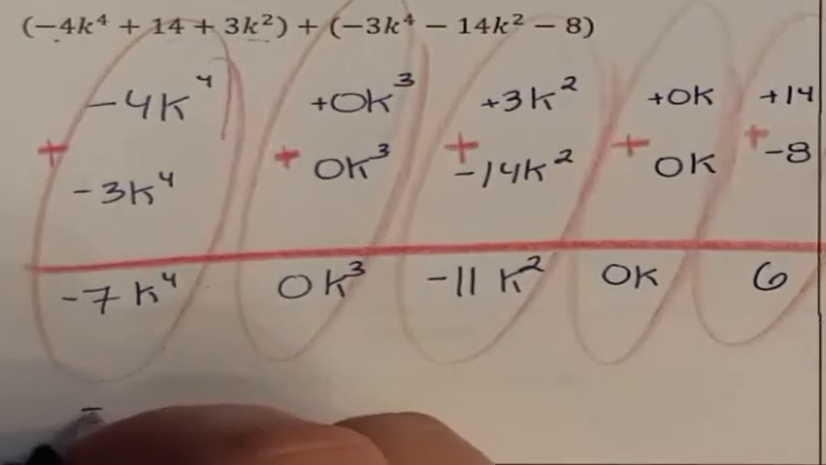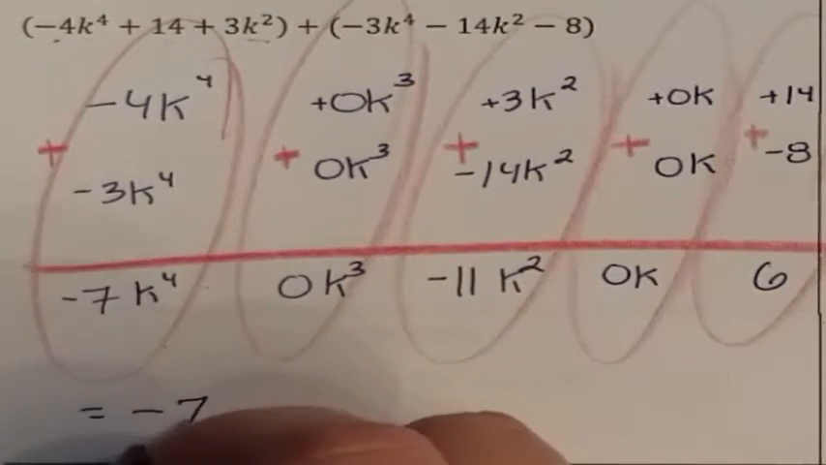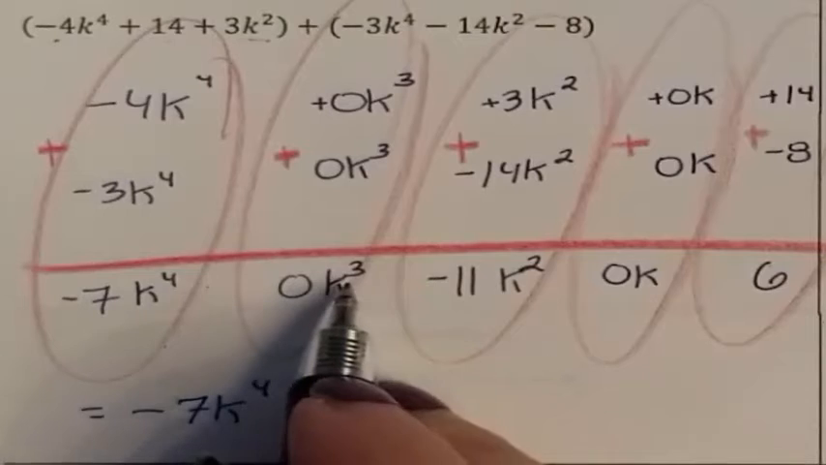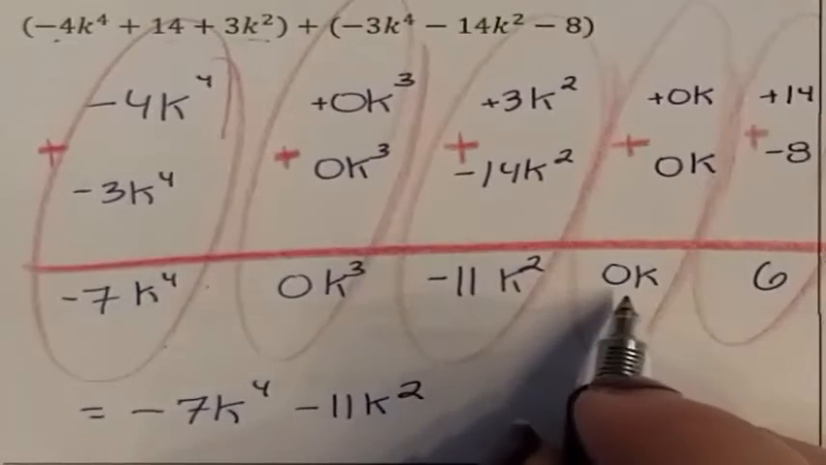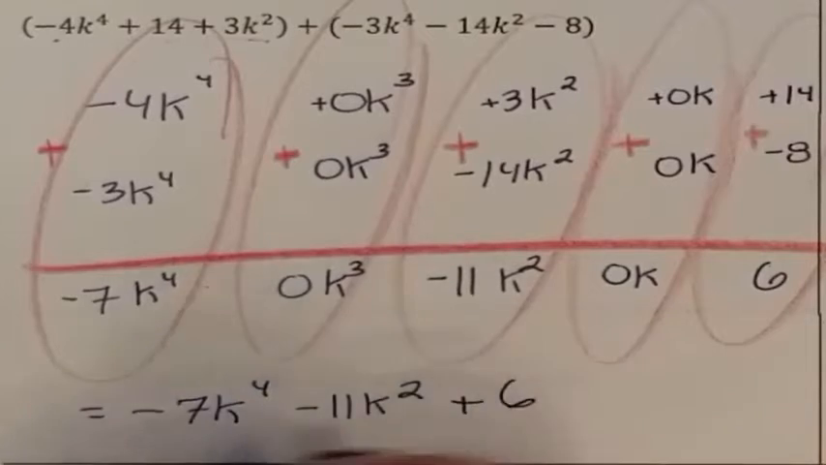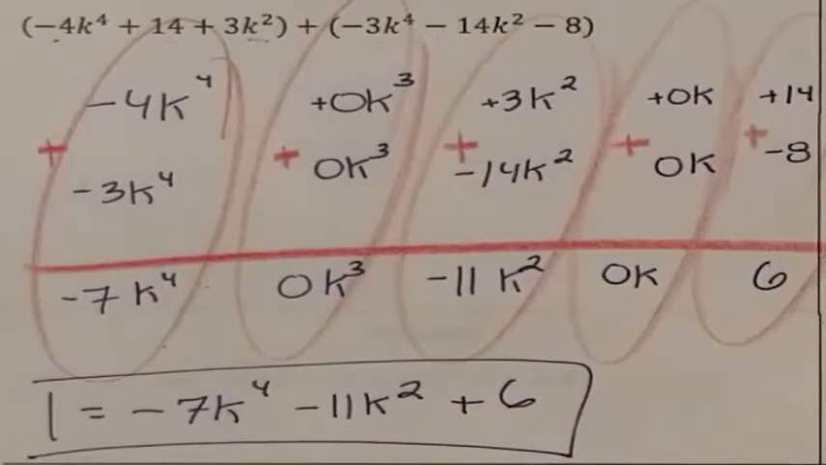So what's my final answer? I had a negative 7k to the 4th. I had no k cubed, so I don't write it. I had a minus 11k squared. I had no k, so I don't write it. And that was a plus 6. So I just solved that problem vertically.